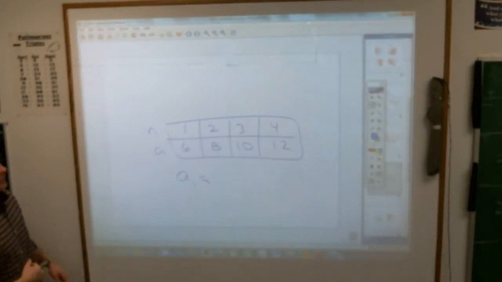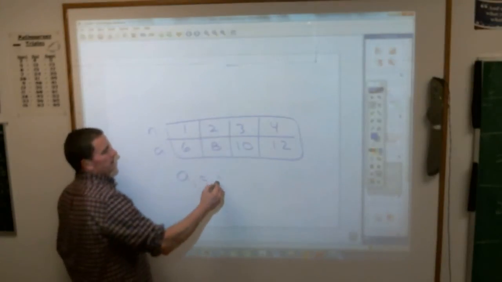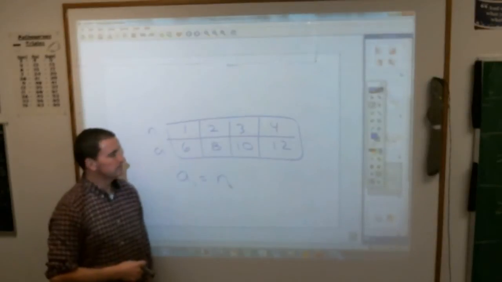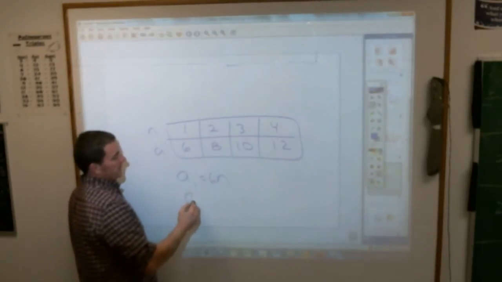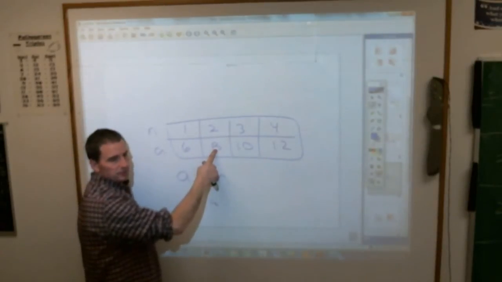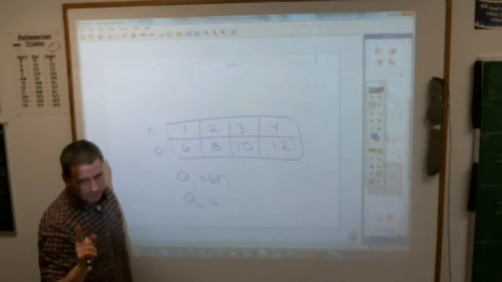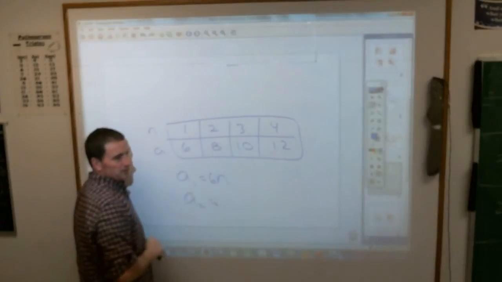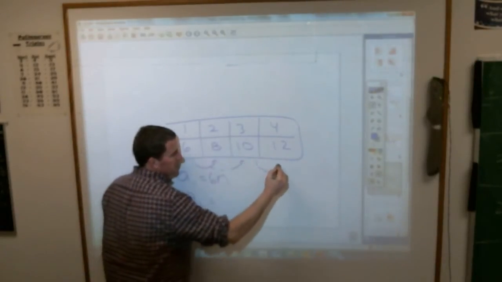Somebody give me how do I go from 1 to 6? What can I do to 1 to get 6? I could take N and do what to it to get 6? Multiply by 6, Cabran says. Does that work with A sub 2? Do I take the second term and multiply by 6? No, so I can't multiply by 6, although, people, this is multiplication in some way, shape, or form. What am I increasing by every time?